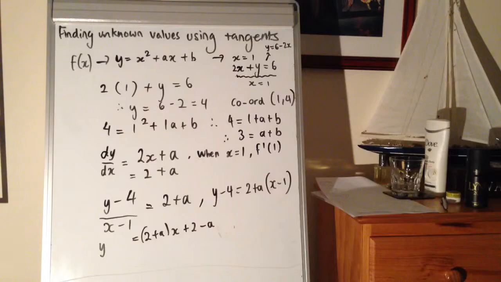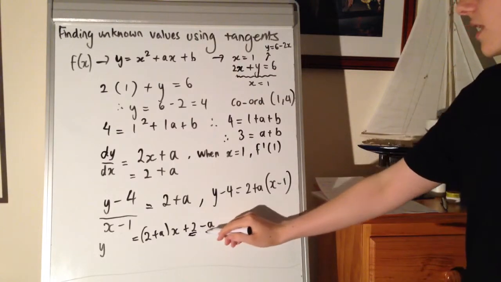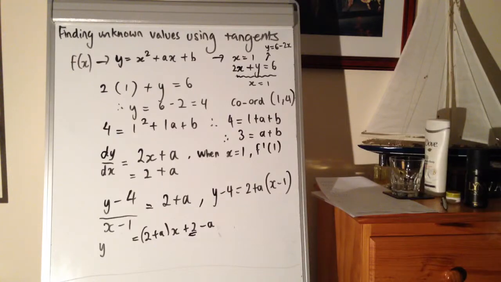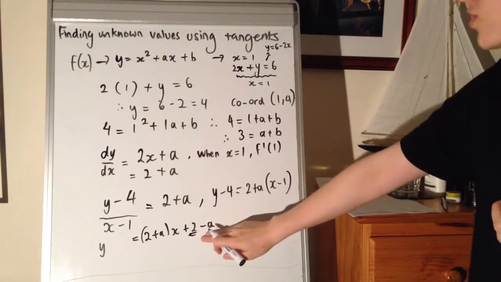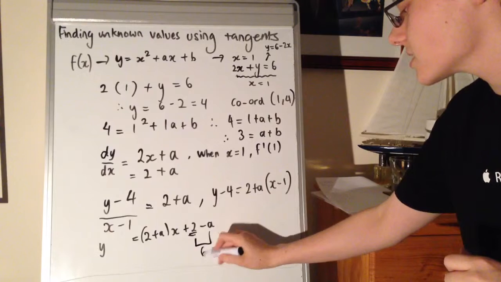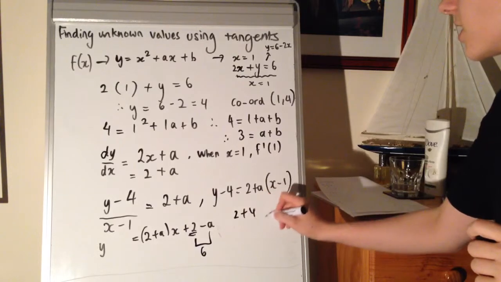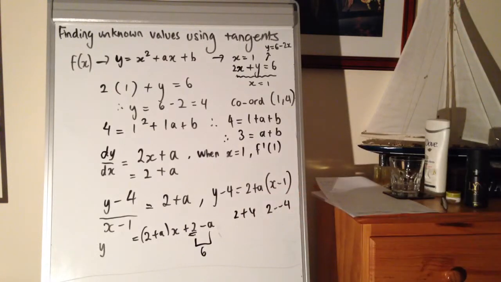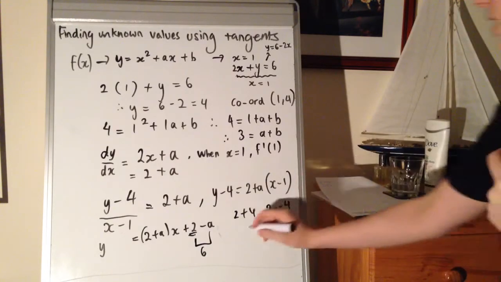Okay, so what we now know is that 2 plus a lots of x plus 2 take a equals y. When we compare it back to the function that was originally given, we know that y equals 6 take 2x. So if this is positive 2 here and we're taking away a, we must be taking away negative 4, because we want the value of 2 and negative a to be equal to 6. This is the part that is a constant, so it must equal 6. We need 2 plus 4 essentially, and the only way we can get that is 2 take negative 4. So therefore a equals negative 4.